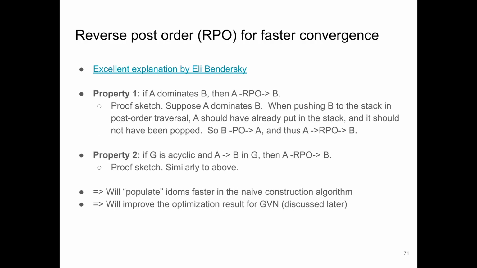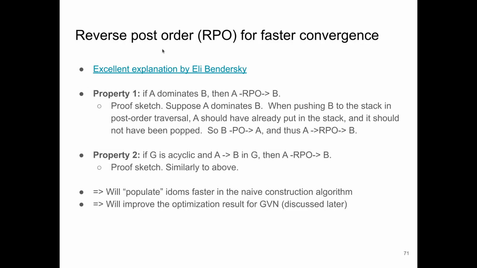Okay, I'd like to explain a little digression about this dominance relation construction algorithm, which is the reverse post order of the graph traversal. It is explained in Eli Bendersky's blog post, on why RPO is good for data flow analysis used in compilers in particular.